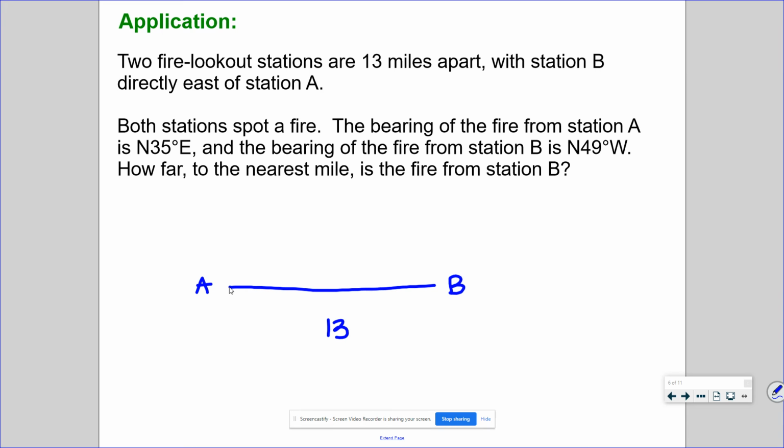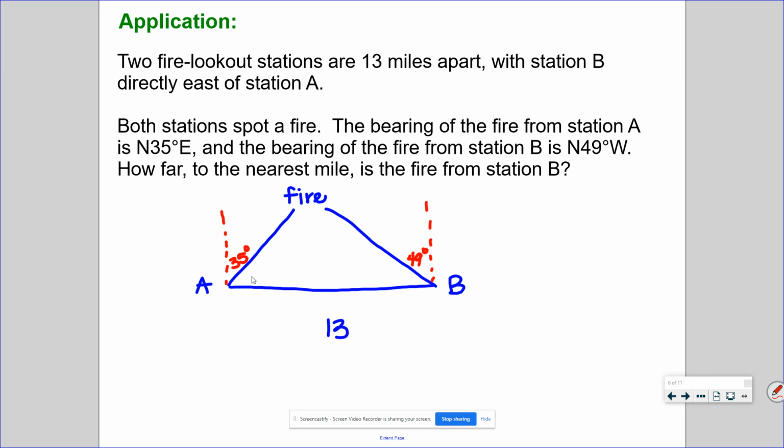Okay. Both stations spot a fire. The bearing of the fire from station A. All right. So there's a fire. We'll just say right here, there's a fire. Isn't my drawing spectacular? It says the bearing of the fire from station A is north 35 degrees east. So that means if you were at station A and you look straight north and then turn to the east 35 degrees, that would be your angle measurement. Okay? Same thing over here. B, if you look north and then turn 49 degrees west, that would give you that angle measurement.